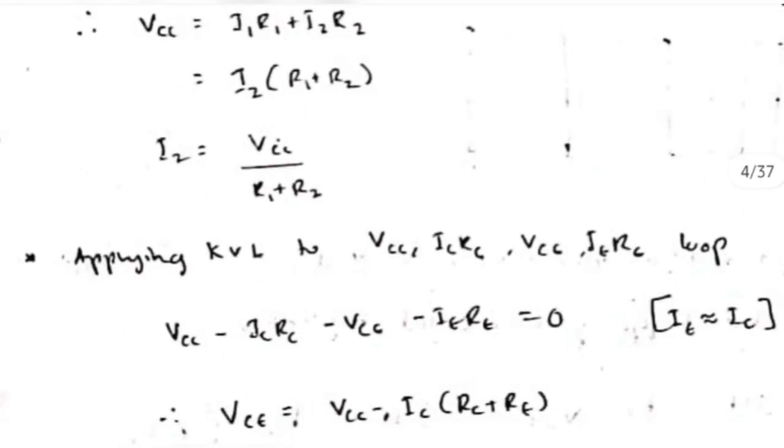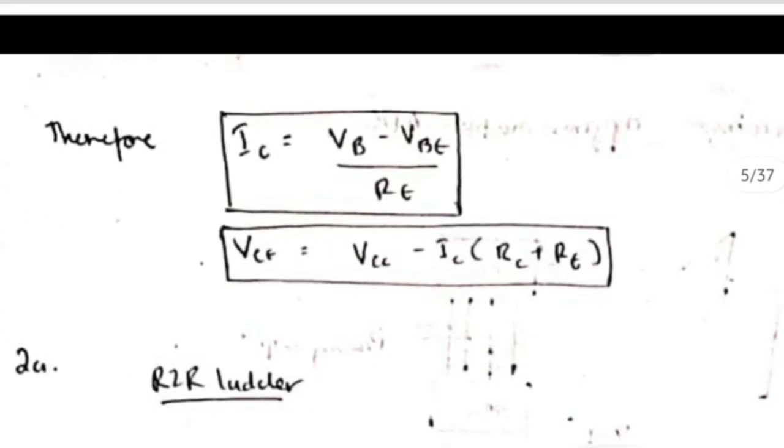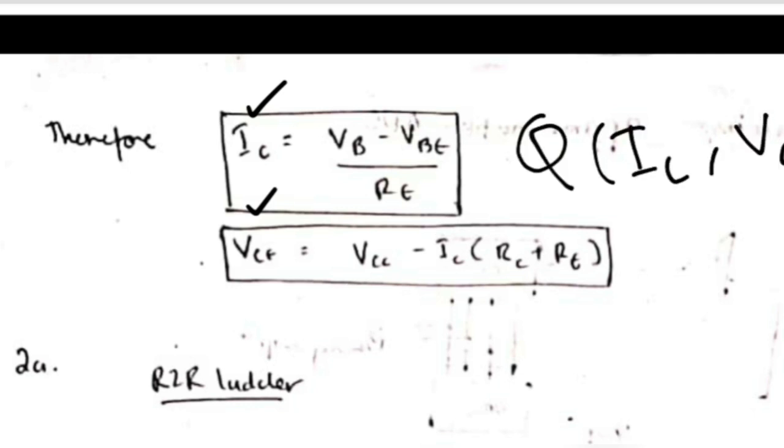Then finally we have to write these two equations, which is of IC and VCE. For the Q point, see what's a Q point? Q point means the value of IC and VCE. Okay, this is the Q point. So we'll write both of these equations.